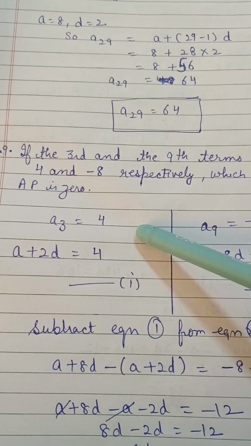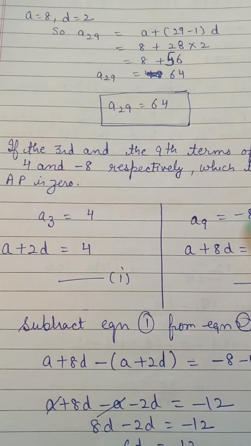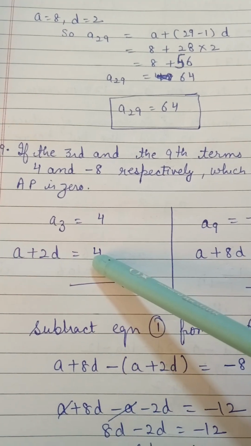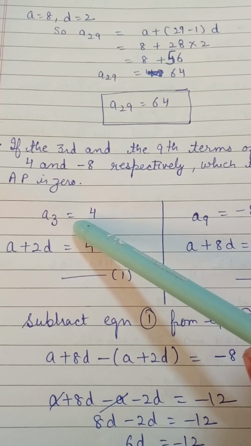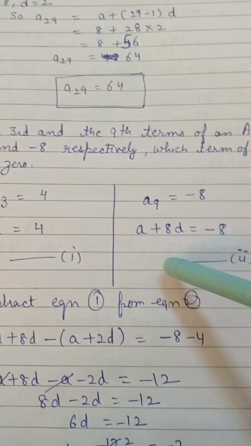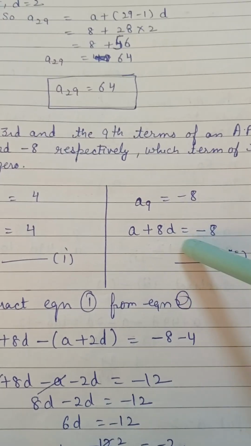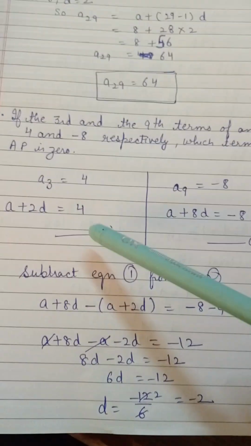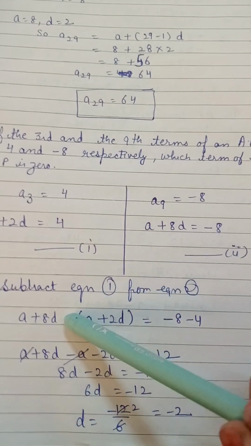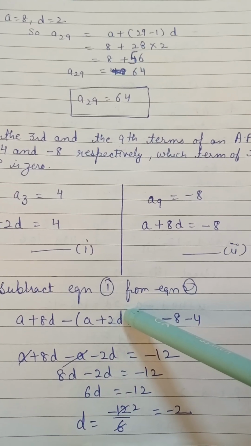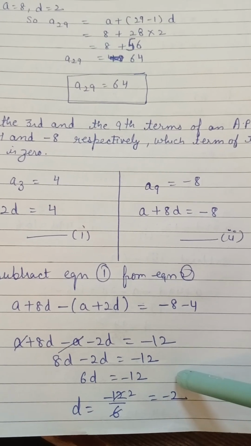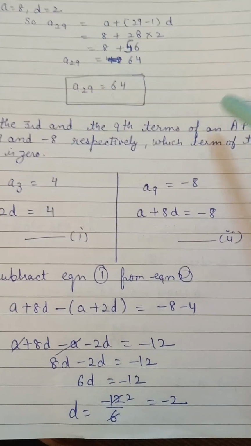So A3 is given, A3 is equal to 4 and A9 is equal to minus 8. So here a plus 2d is equal to 4, because we know the formula a plus n minus 1 d. Again it is applied here, and it is equal to 4, and a plus 8d is equal to minus 8. So here becomes equation 1, here becomes equation 2. Same method we have to follow, subtract equation 1 from equation 2, and we will get the value of d again, as we did in the first two questions, right?